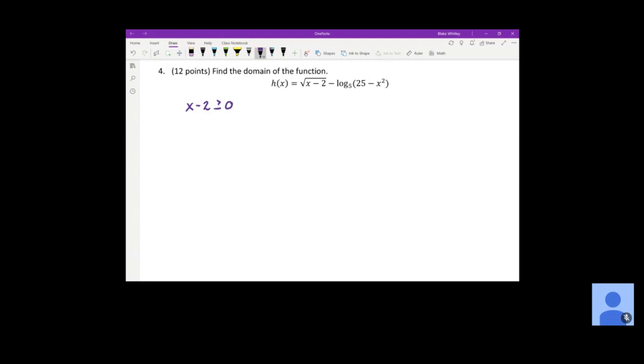Now, if we were to solve that, in this case, because it's just x to the first power, we can just add the 2 to both sides. So that tells us x has to be greater than or equal to positive 2. Okay, so there's one restriction on our domain. We also have a logarithm in this function, though, right? So what do we know about the stuff inside of a logarithm?